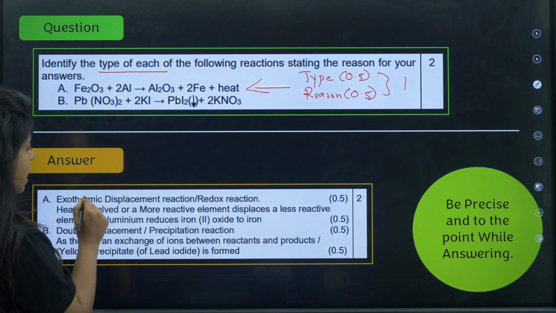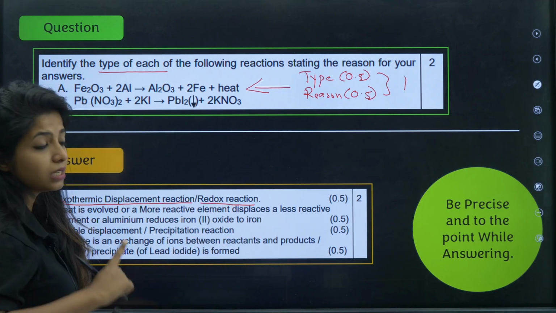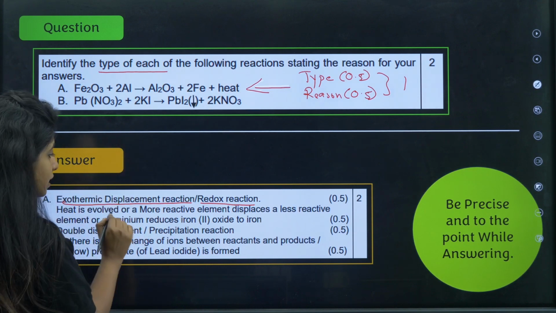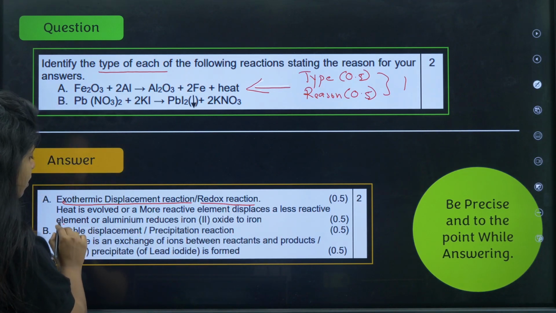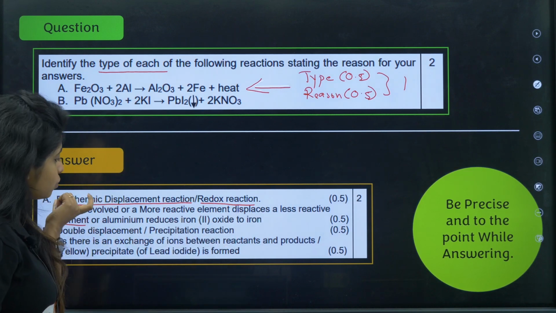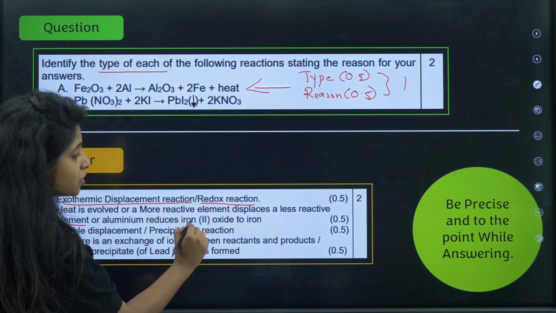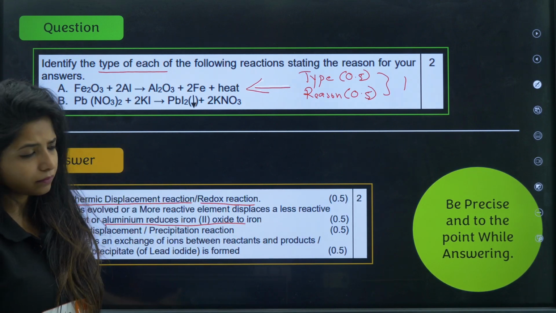In the first part, they have mentioned it is an exothermic displacement reaction or a redox reaction. This is the type of the reaction. Second thing, they have mentioned the reason. Heat is evolved, or a more reactive element displaces a less reactive element, which is why it is known as a displacement reaction. Heat is evolved, which is why it is known as an exothermic reaction. And why is it known as a redox reaction? Because aluminum reduces iron oxide to iron, or you can write what I said, okay?